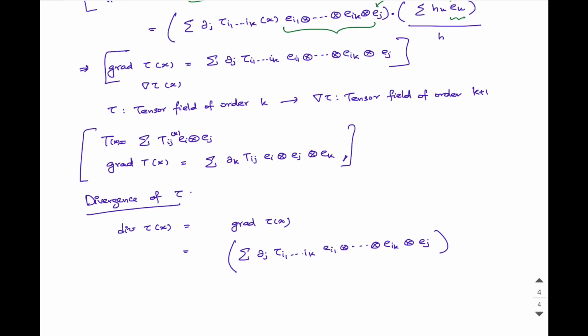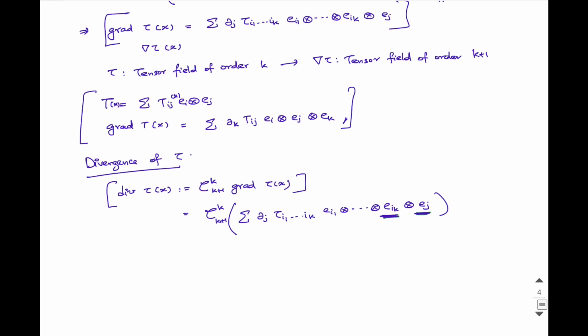Now I can take the contraction of the last two indices only. Suppose I take these two indices and I contract them. Remember I introduced this notation, the contraction of k and k plus 1. What it means is I take the kth index, which is this quantity, and the k plus 1th index, which corresponds to this basis vector, and I contract these two. So I'll write this as c_{k,k+1} of gradient of tau. That's the definition of the divergence in the context of a general tensor field.